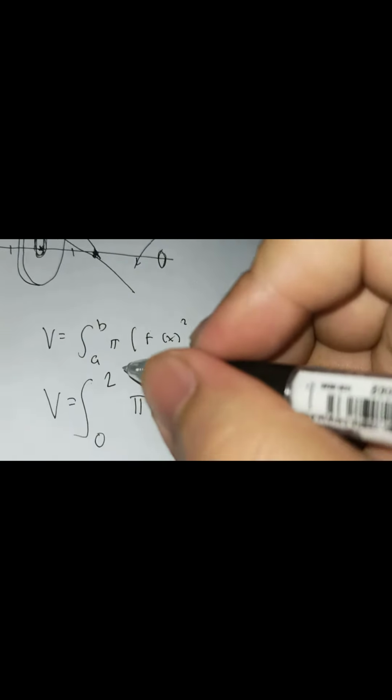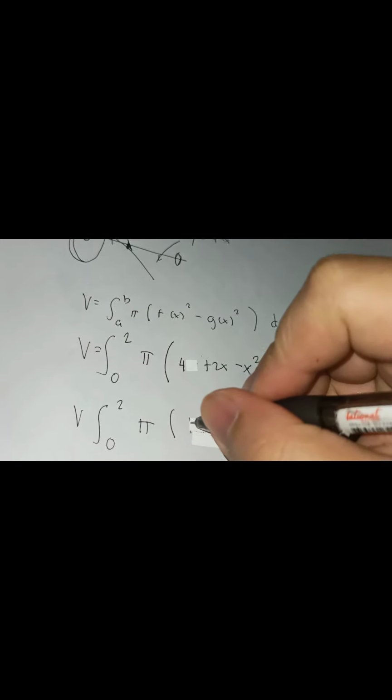First, the volume equals the integral of, since it is from 0 to 2, I just place 0 and 2 here, pi times 4 plus 2x minus x squared, all squared, minus 4 minus x squared, all squared, dx from 0 to 2. So let's square this equation.